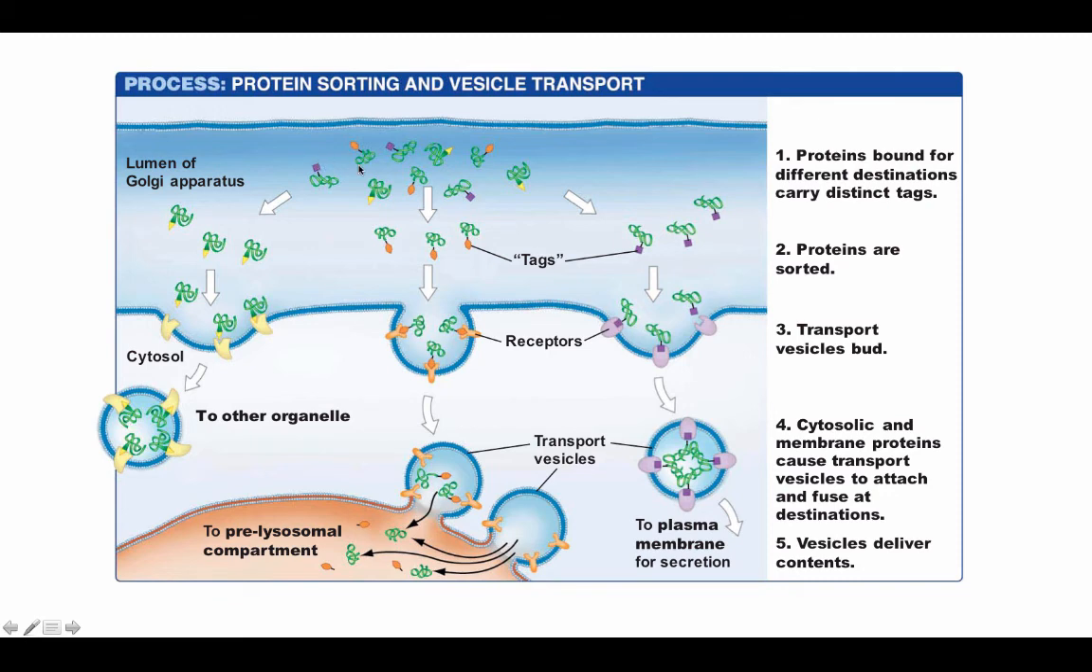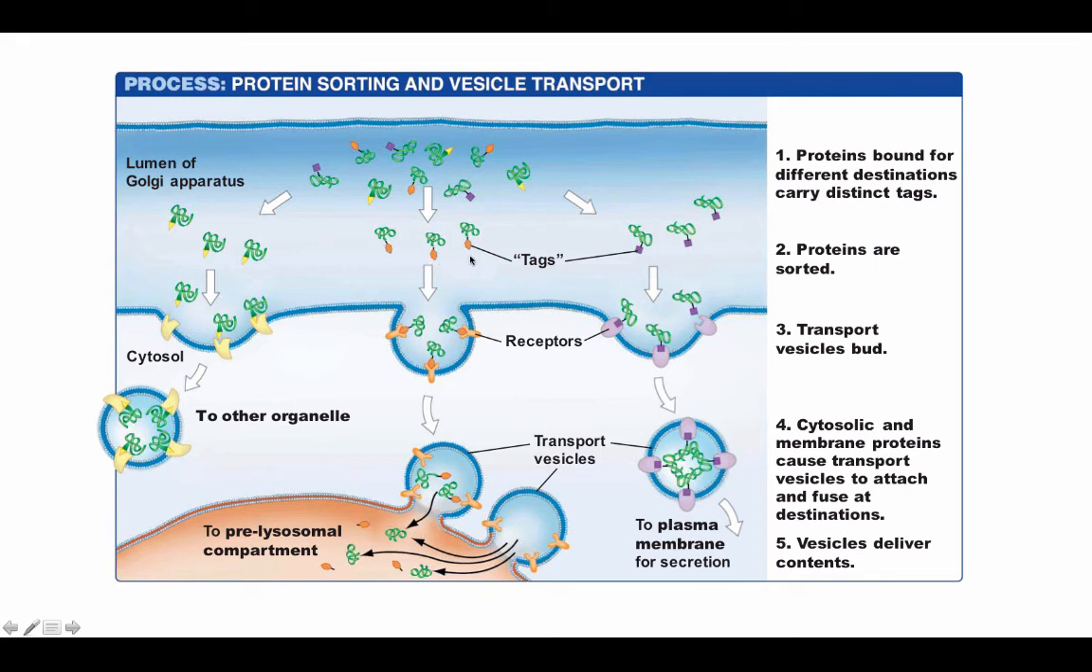Okay, so proteins bound for different destinations are going to contain different carbohydrate molecules that are going to tag them for their specific destinations. So these are floating in the lumen of the Golgi apparatus. And these proteins are sorted. How is this done? So different areas of the trans side of the Golgi apparatus are going to have a concentration or a cluster of receptors for particular attached carbohydrates going to a particular destination.